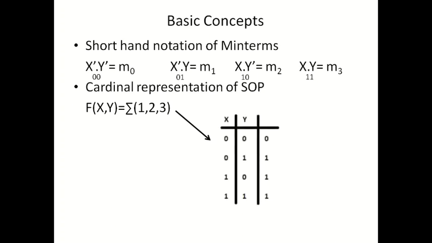If you design the table from this SOP, you can see that the first row will give you 0, while for the rest, 0, 1 and 1, 0 and 1, 1, you will get the output 1. Why? Because 0, 1 represents 1, 1, 0 represents 2, and 1, 1 represents 3. So on 1, 2, and 3 your output is going to be 1, while the missing value is where you will get the output 0. So if the table is given, you can derive the SOP expression, or if the SOP expression is given, you can automatically convert it into a table.